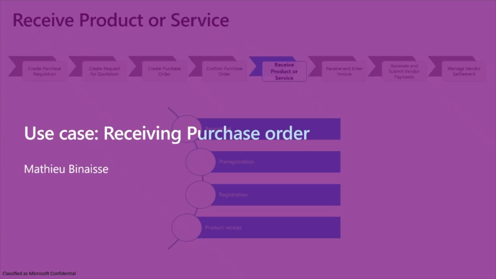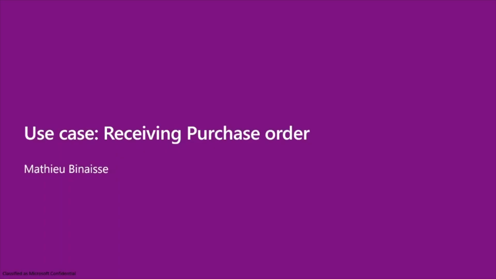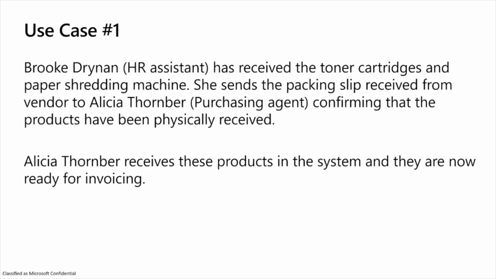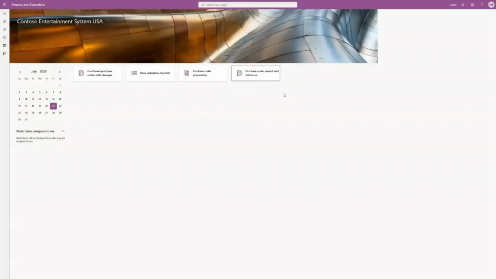So now we'll present two use cases. So the first use case will be simple. It will be generally used for service items or simple processes. So Brick has received the toner cartridge and the paper shredding machine. She sent the packing slip received from the vendor to Alicia Sandberg, confirming that the products have been physically received. So Alicia Sandberg received these products in the system and they are now ready for invoicing. So now let's jump into finance and operations.